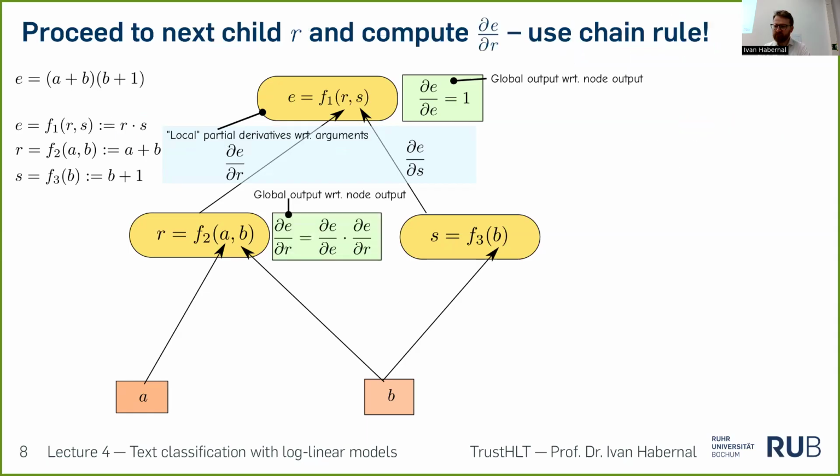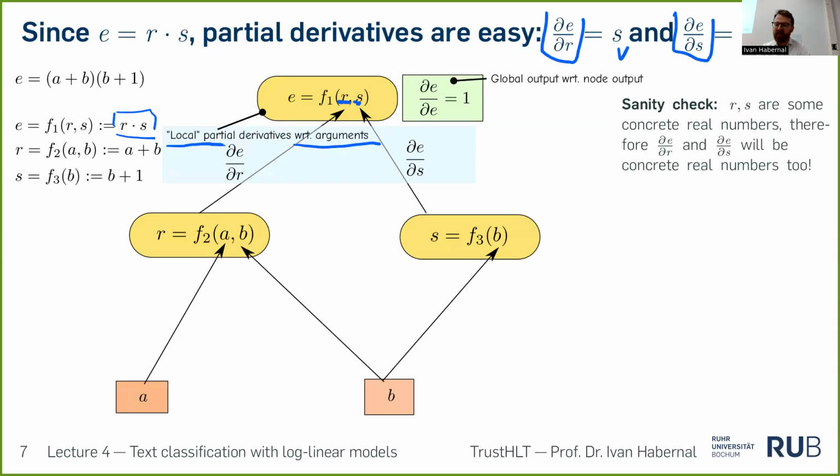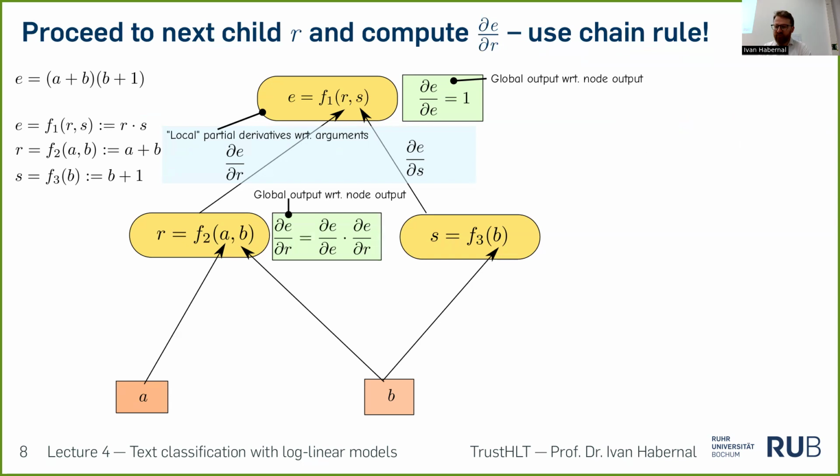So, oh no, not yet. Now we can traverse the graph down, and again, we are at another node, and we are interested in the partial derivative of the global output with respect to this node. So the partial derivative of E with respect to R. And now we are applying, what is this again? Why is there a product? What is this?